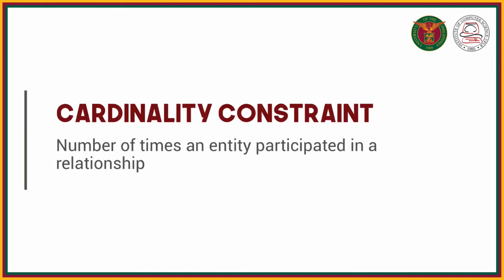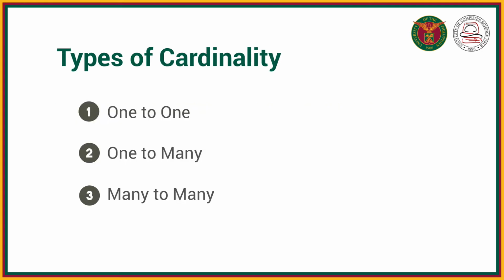Now let's talk about the cardinality constraint. This is the number of times an entity participated in a relationship. Ibig sabihin, ilang beses pwedeng ma-associate ang isang entity sa isa pang entity. Mayroon tayong tatlong types ng cardinality, one-to-one, one-to-many, and many-to-many.